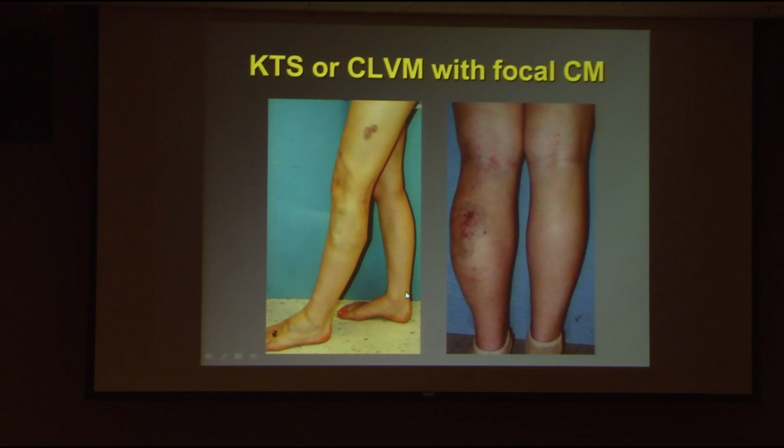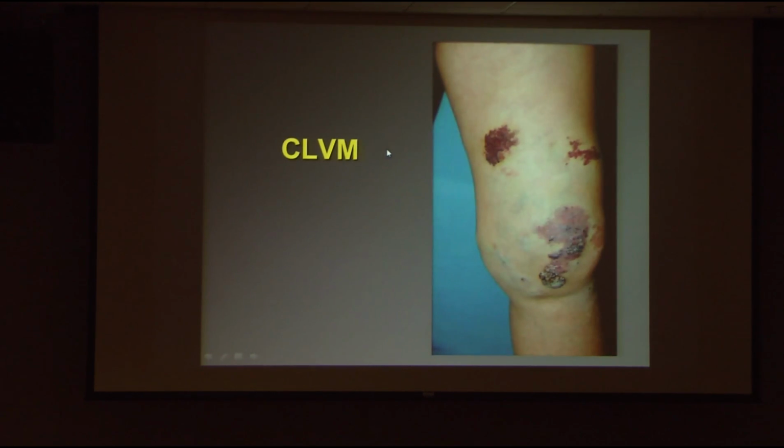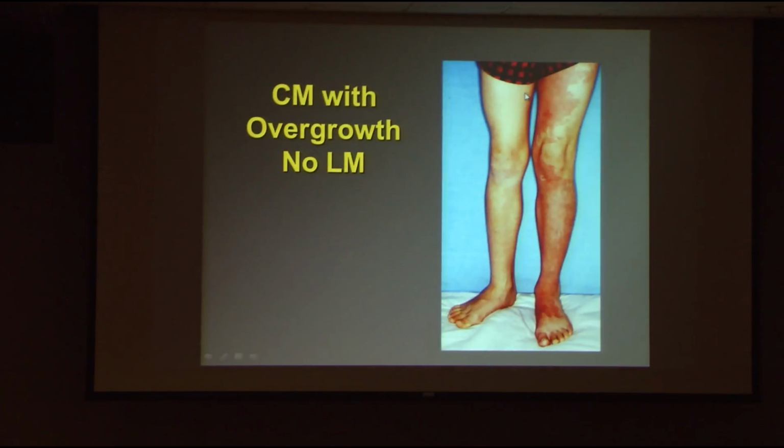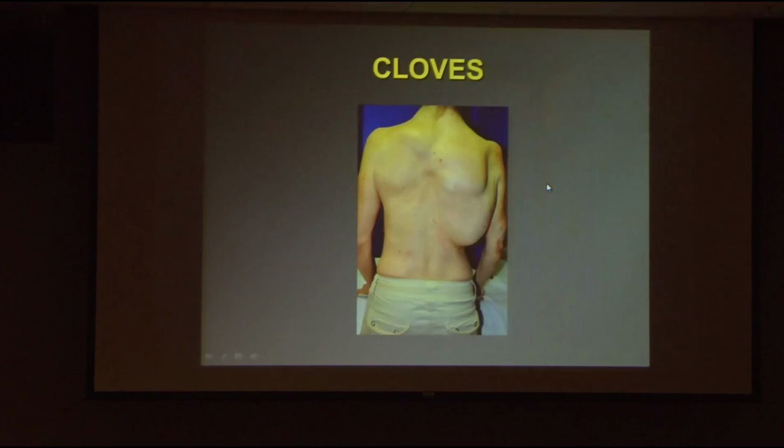Here's a couple of additions to the spectrum. I used to wonder, should we call these a localized KTS? Certainly they do have capillary malformation, they have lymphatic malformation, and quite often, again, they have the same kind of venous anomalies that we see with KTS. Another example is this disease that's mostly above the knee, but it looks kind of similar. Capillary malformation with overgrowth of the leg is often called KTS, even though there's no lymphatic component, and the venous anomalies can be similar as well.